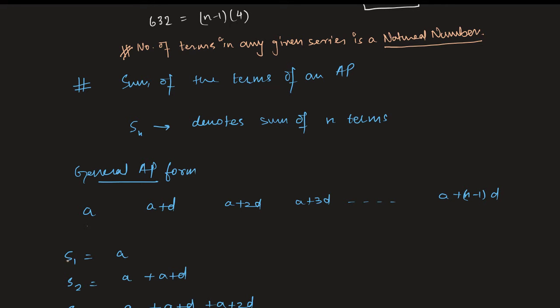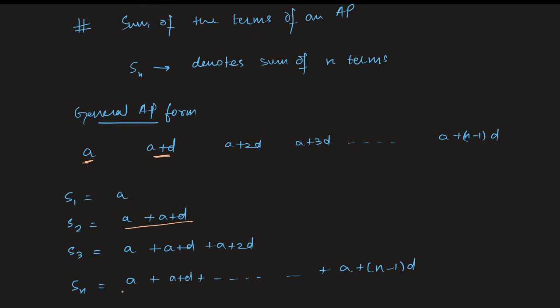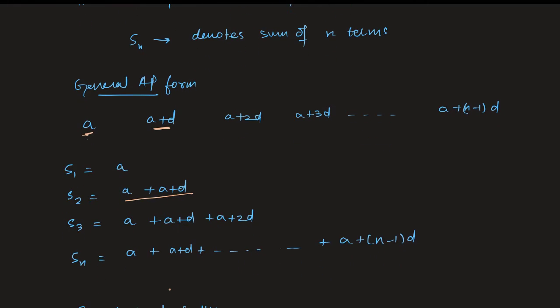Now what does S1 mean? Sum of first term. S2 means sum of first two terms. So first term is A, second term is A plus D, so this is the sum of two terms. S3 means sum of first three terms. Similarly, Sn means sum of first n terms. Okay, so this is what we have understood. What does Sn represent?